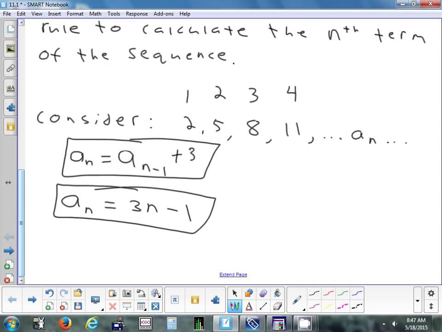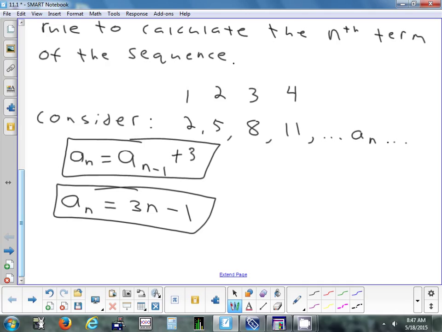Okay, what Andrew's saying is, he's not saying take the one before it and add 3. He's saying whichever term you want, if you want the third term, triple it, and then minus 1. If you want the fifth term, triple it, and then minus 1. Okay, let's see if it works. Let's check the fourth term. If you want the fourth term, triple 4 is 12, minus 1 is 11.